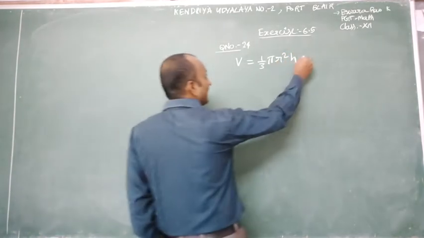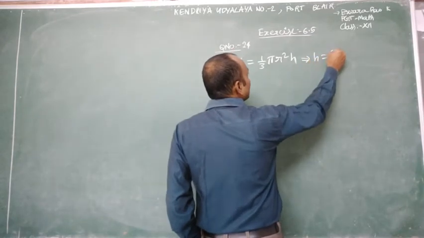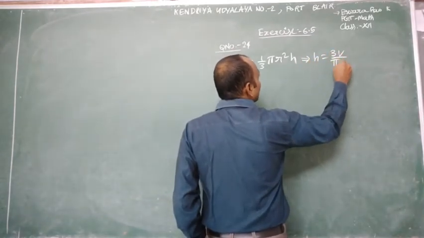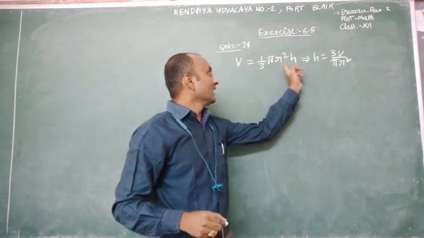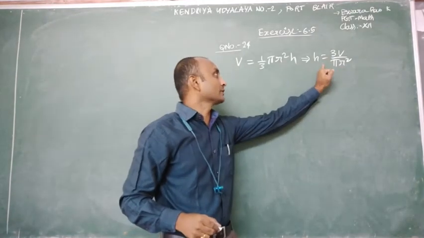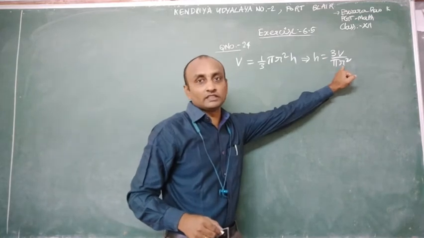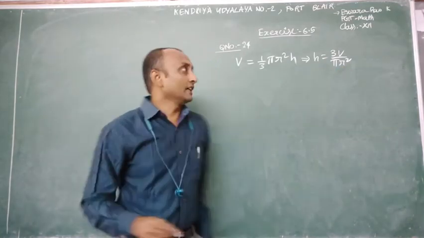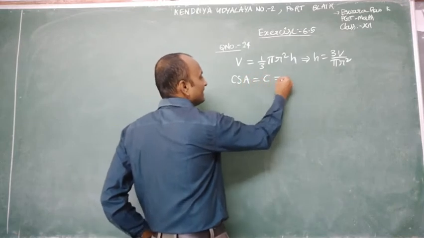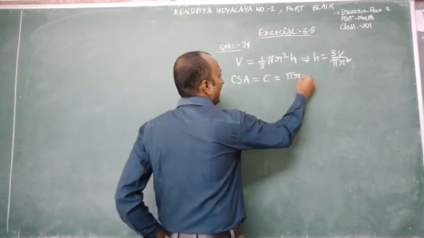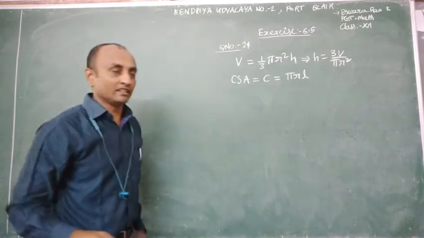From this we can write height is equal to 3V by pi r square. So V is constant, r is variable. h and r both are variables, but h is expressed in one variable, which is 3V by pi r square. And the curved surface area of the cone formula, CSA, I am just taking it as C, which is pi r L.